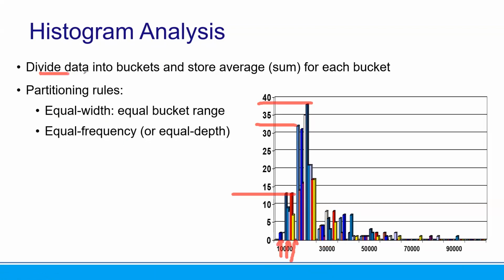So the data will be divided into buckets and stored. It can be stored as the average, or we can store the sum for each bucket. So you already learned about the equal width, where the buckets are equal in range, and the equal frequency, where the buckets have equal depth.